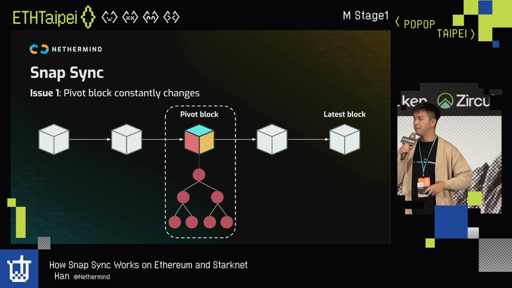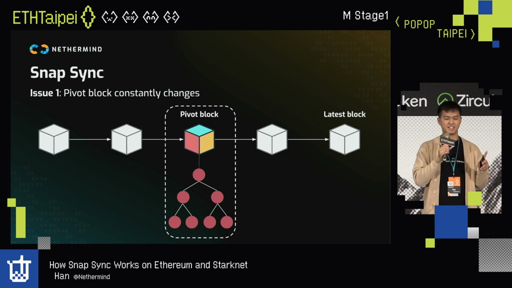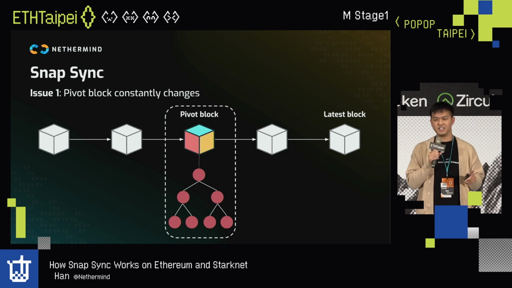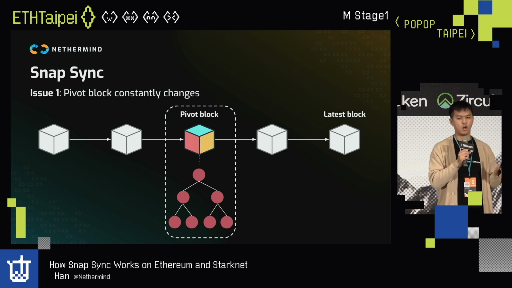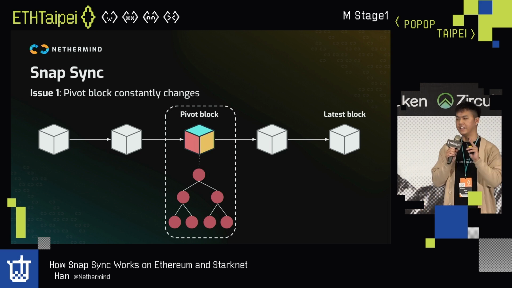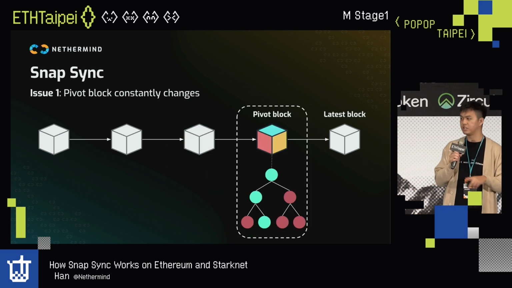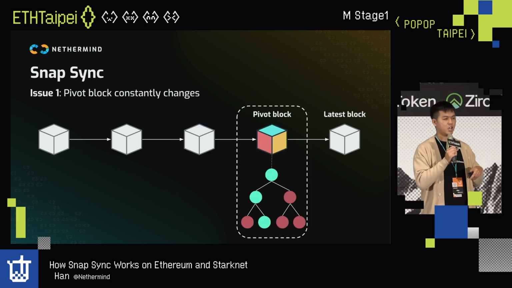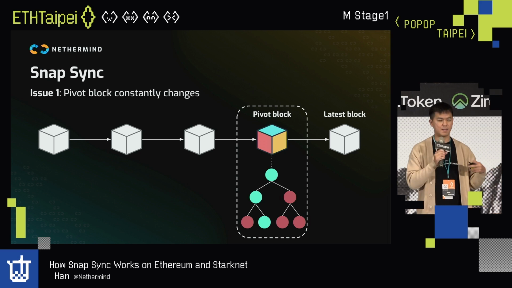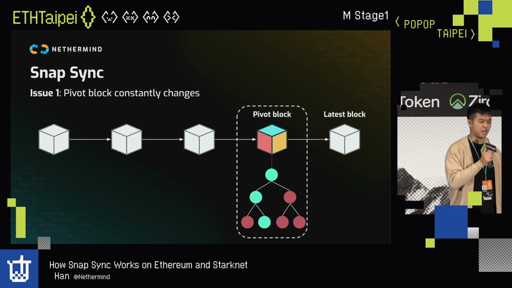The first issue is that the pivot block constantly changes. The pivot block, the last finalized block, means the latest block minus 64, something like that, usually. So it's practically almost impossible that you have downloaded all of the available state, meaning accounts or slots, within this period, or in this pivot block. It's practically impossible. So the pivot block would definitely change, and when it changes, that means the state you have downloaded before could be outdated, and there could be some missing gaps in your currently downloaded state. So that's one of the issues that we have to address.